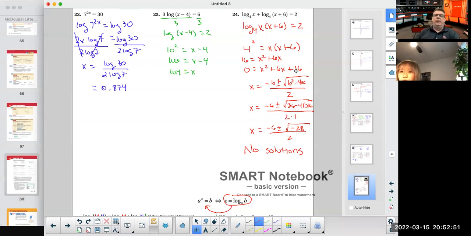Oh, you know what? Maybe we do. I'm sorry, Kaylee. This isn't plus 16. This is minus 16. But if we got a negative under the square root, you can't take the square root of a negative. So that's why there would be no solutions. But this is a minus 16, which is going to change this.